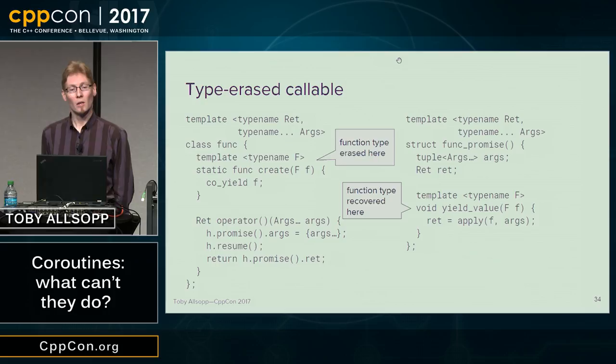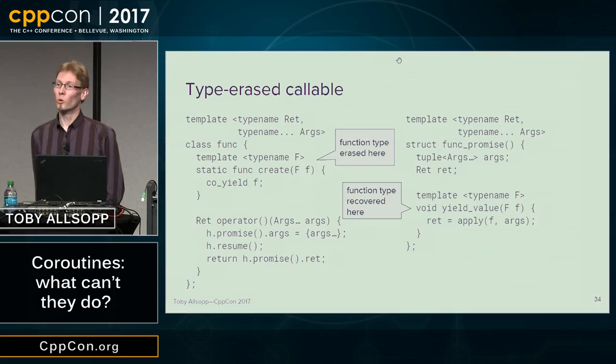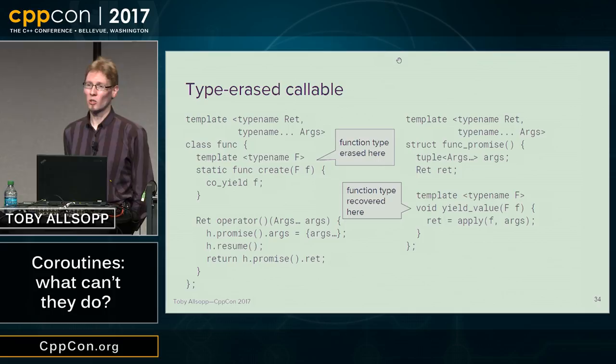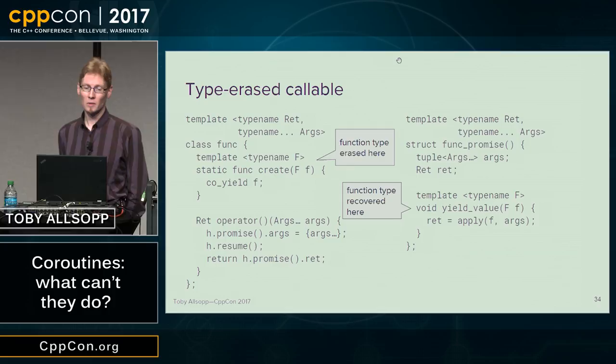So this is a template also. So that template parameter f is more specific type information than is apparent in the return value of that coroutine. So that coroutine, its return type just encodes the return type and the arguments of the function, not the actual type of the function.